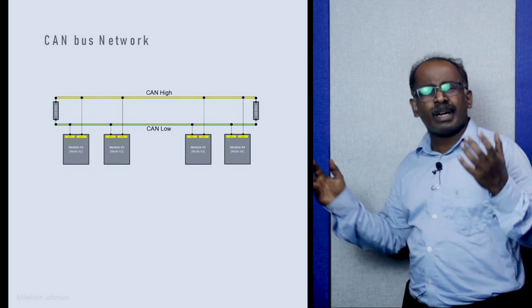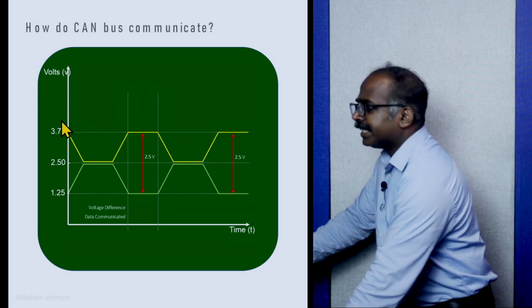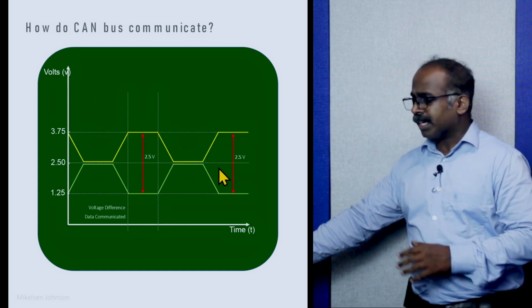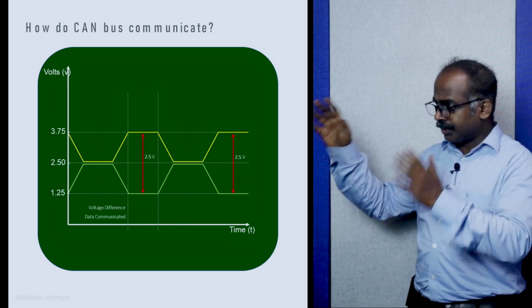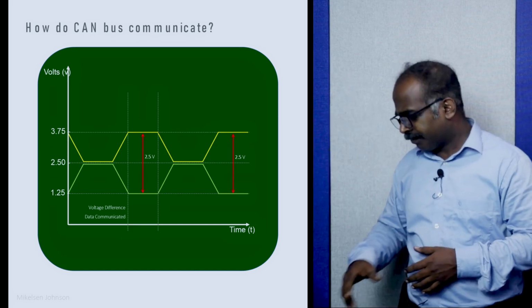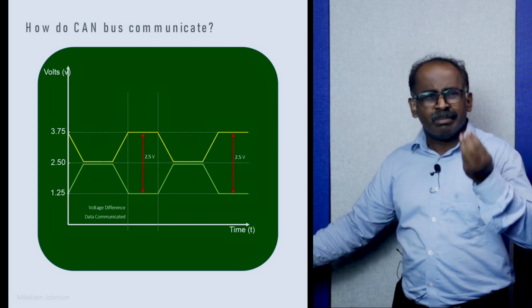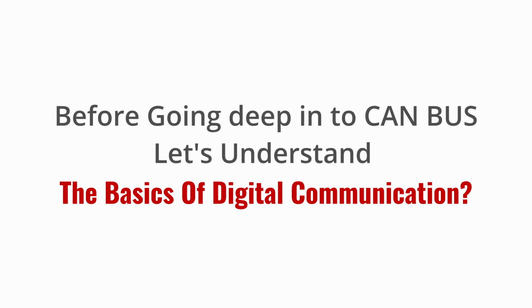Now let us understand what is the meaning of communication, how it gets communicated. Here you can see a graph and all. Before going into this graph and more about the CANbus communication system, I would like to say something about simple communication. What is the basic of communication?